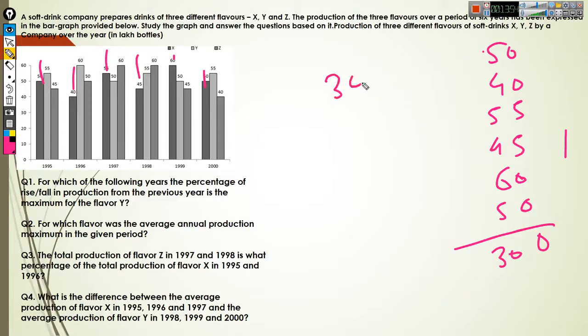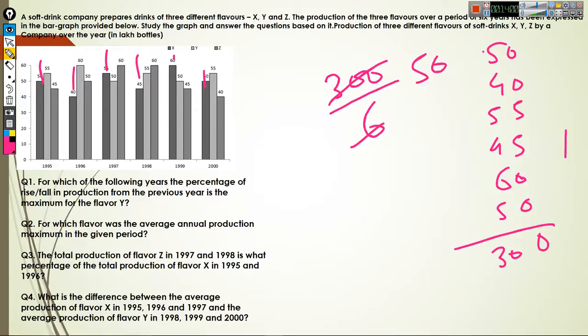We have to find the average. The number of years is 6, so we will divide 300 by 6. It is 50. So the average production of flavor X is 50. We will write here X is equal to 50.